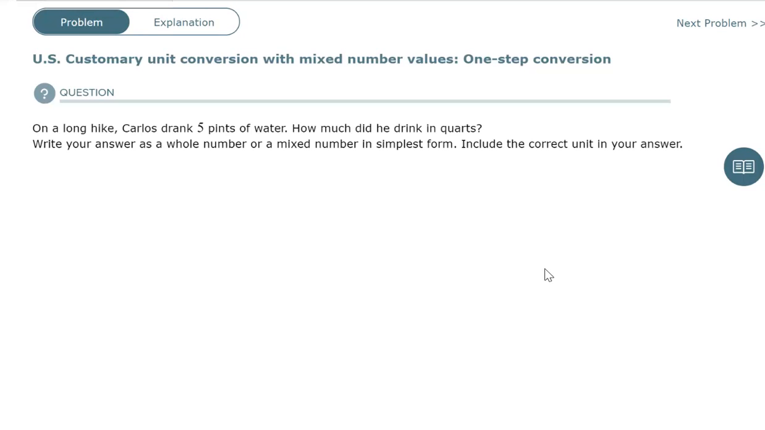So in this one, it says, on a long hike, Carlos drank 5 pints of water. How much did he drink in quarts? Write your answer as a whole number or a mixed number in simplest form. Include the correct unit in your answer. Now, generally, they are going to give you the measurements of pints to quarts. They don't seem to give it right now, so let me see what it is. I don't know this one off the top of my head. I think it's 4.